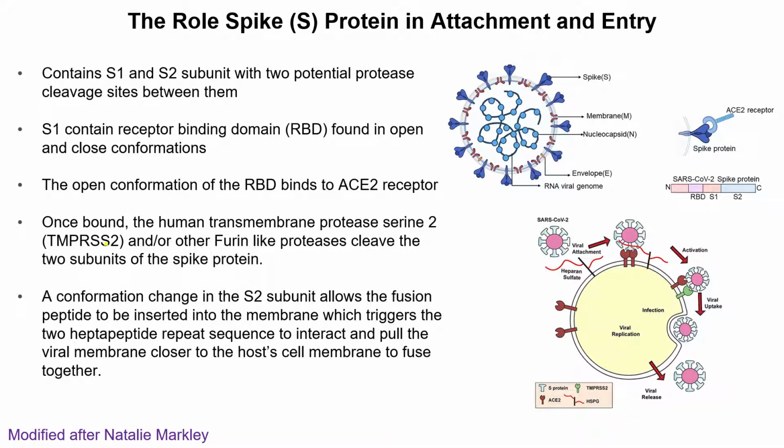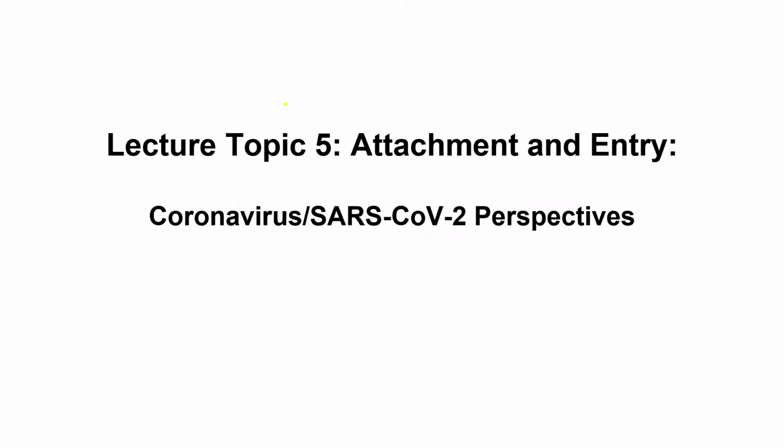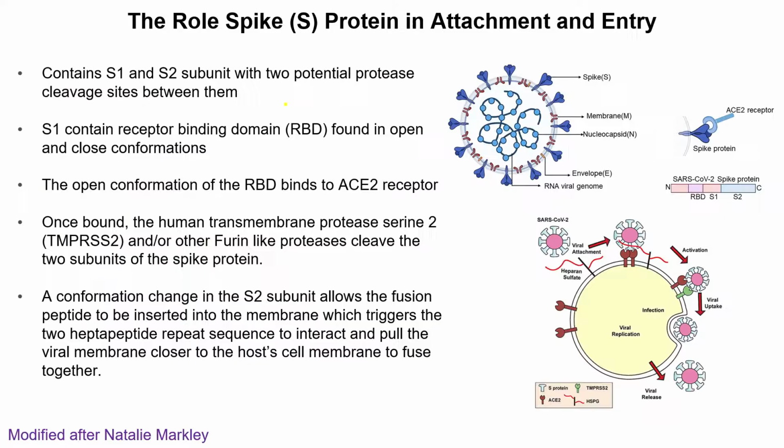So what is happening then, the role of the spike protein. The next part we are going into is the attachment and entry, of course. So again, some repeating information: it contains S1 and S2, with two potential protease cleavage sites between them. S1 contains the receptor binding domain, found in open and closed conformations. The open conformation of the RBD binds to the ACE2 receptors.